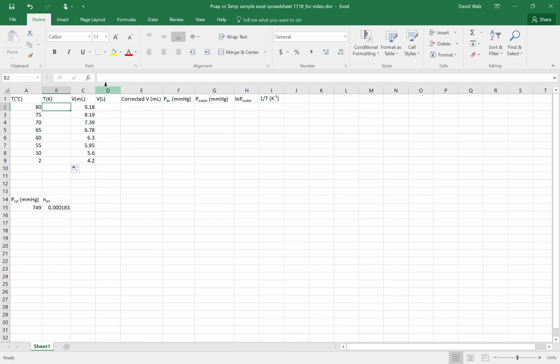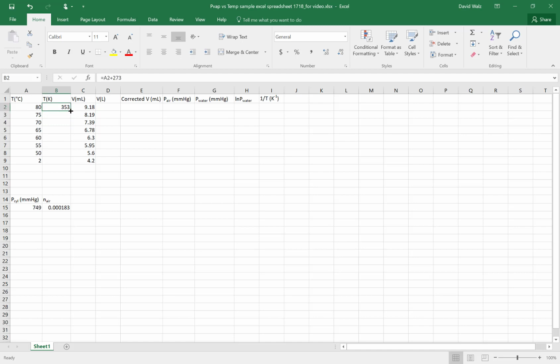So we go here, and instead of typing in a value, we're going to type in the equal sign, and then type in our math function. We want it to be 80 plus 273. But instead of typing 80, I'm going to type in the cell A2. So I'm going to type in A2, and then plus. I have to hit Shift and the plus equal sign key, or that's at least the layout on my keyboard, and then the number 273.